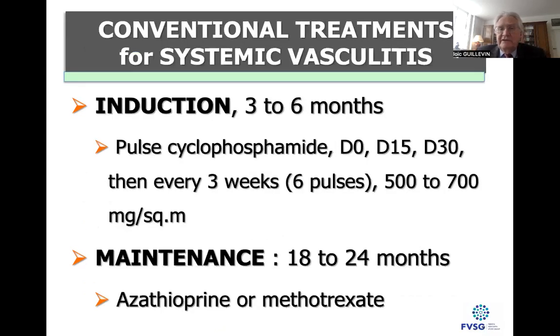Roughly, we can divide the treatment of vasculitis into two periods. The first one is induction of remission, which is now a short time, 3 to 6 months. The conventional treatment was pulse cyclophosphamide, or oral treatment if you like, but pulse is probably a better-tolerated way to administer the drug. And with a very short treatment, less than 4 months, you can obtain remission.